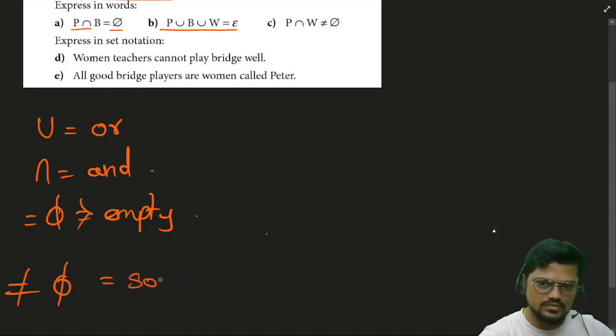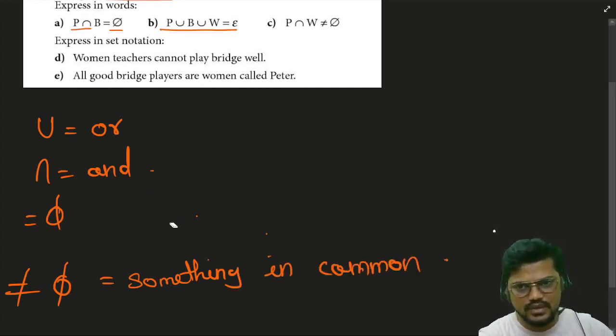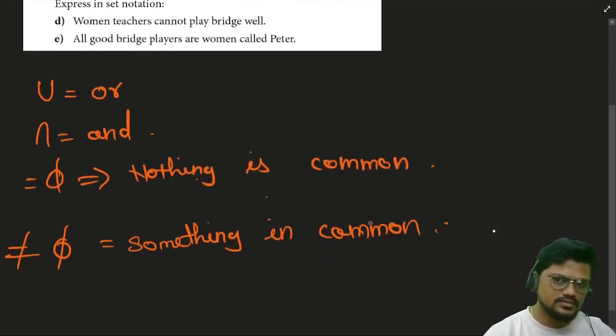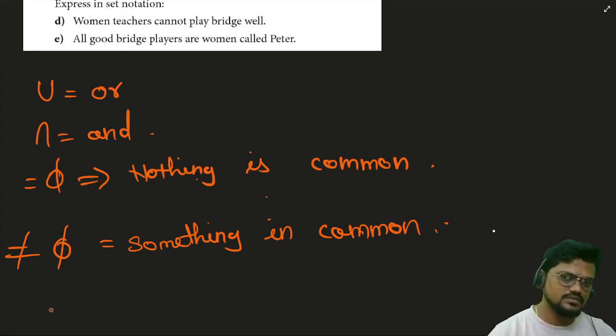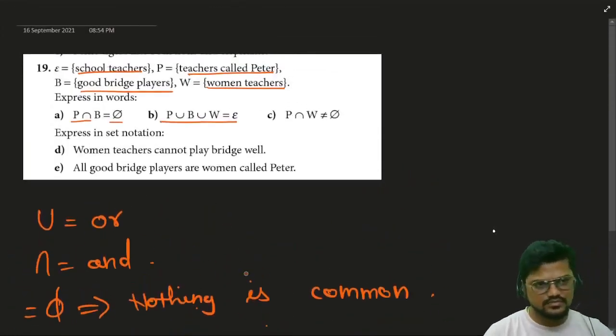Something in common. And if it is equal to an empty set, then nothing is common. Got it? If the intersection of two things is equal to an empty set, then nothing is common. So if nothing is common, you have to express the words in that way.